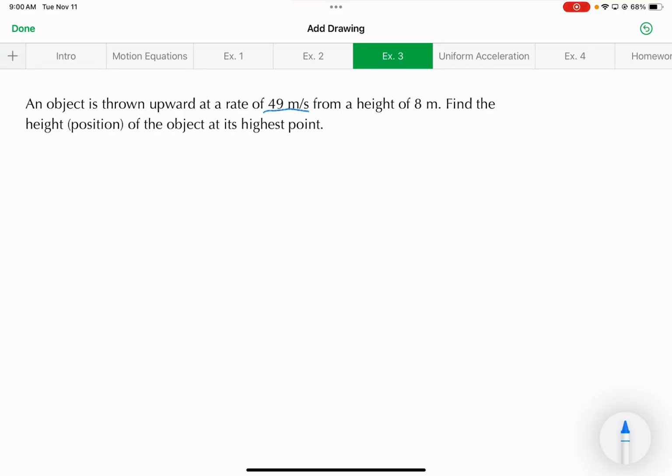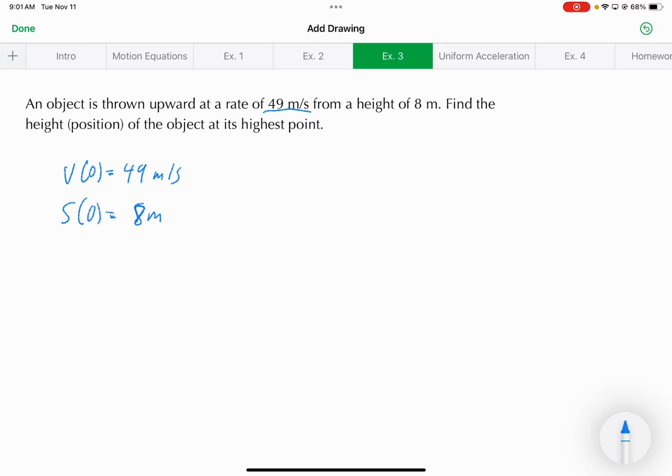Object thrown upward at a rate of 49 meters per second. What is that? The initial velocity. Good. So velocity at time 0 is going to equal 49 meters per second. What else do we know? Height at 0, so S of 0 is equal to 8 meters. We're dealing with meters, so it's going to affect the acceleration function that we start with.